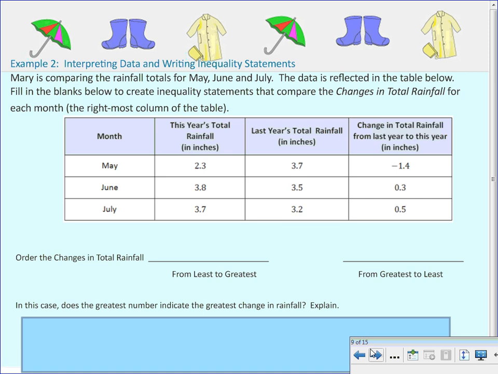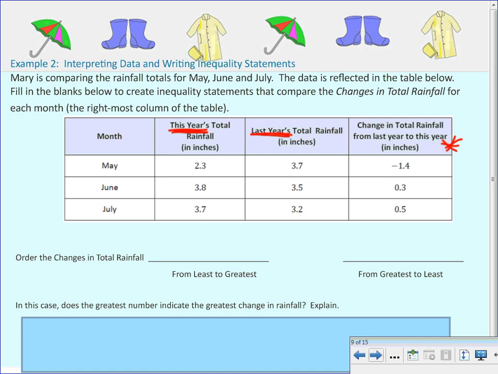So let's take a look at this table that's comparing weather, okay? Mary is comparing the rainfall totals for May, June, and July. The data is reflected in the table below. Fill in the blanks below to create inequality statements that compare the changes in total rainfall for each month, which is this column all the way to the right. So first of all, let's look at the table. This is this year's total rainfall, and that's last year's total rainfall. So it looks like in May, negative 1.4.